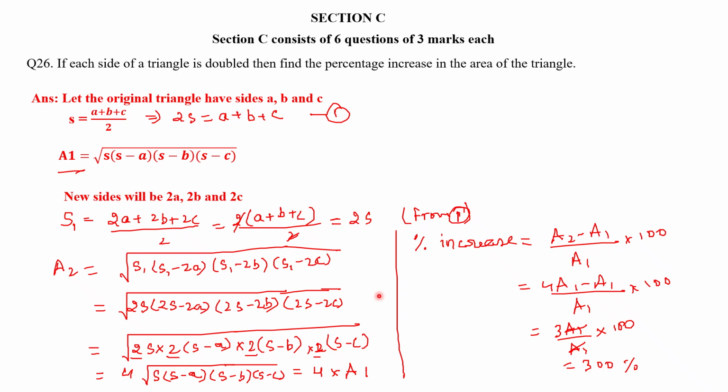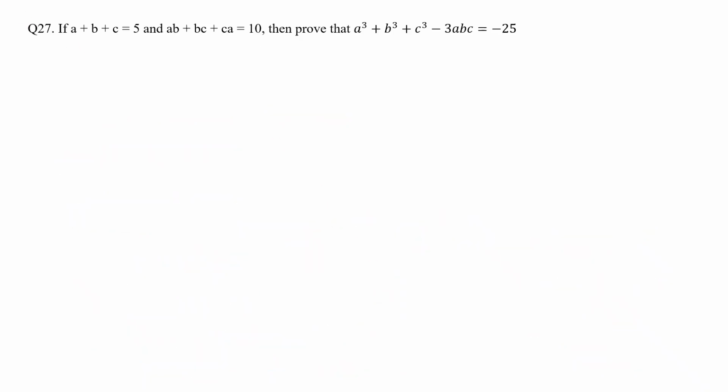Now I am moving to question number 27. If A plus B plus C equal to 5 and AB plus BC plus CA equal to 10, then prove that A cube plus B cube plus C cube minus 3ABC equal to minus 25. Now A cube plus B cube plus C cube minus 3ABC, this is an identity, isn't it? So it will be A cube plus B cube plus C cube minus 3ABC, this is equal to (A plus B plus C) into (A square plus B square plus C square minus AB minus BC minus CA).